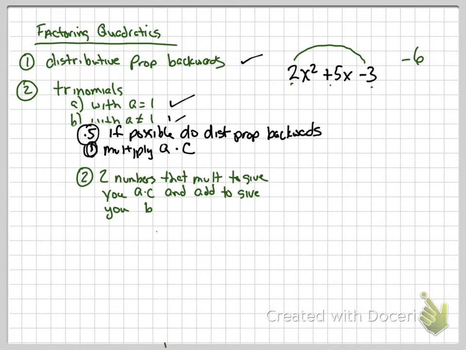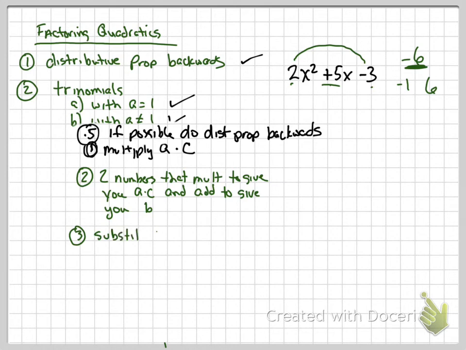I need two numbers to multiply to give me A times C. What was my A times C? What's my B? So two numbers that multiply to give me a negative 6 and add to give me 5. Negative 1 and a positive 6. Step 3.